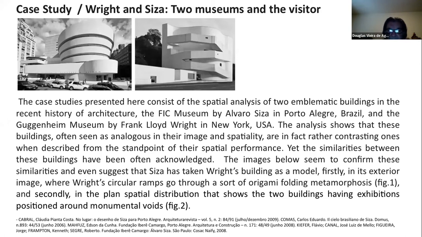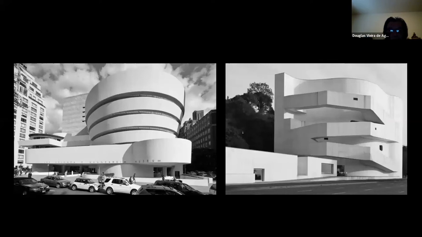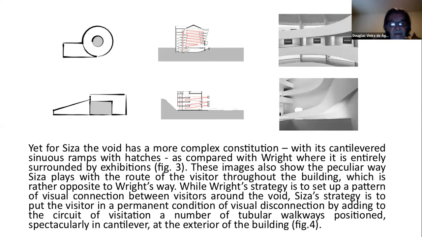It suggests that Siza has taken Wright's building as a model, firstly in its exterior image, where Wright's circular ramps go through a sort of origami folding metamorphosis. And second, in the plan distribution that shows the two buildings having exhibitions positioned around monumental voids. Yet for Siza, the void has a more complex constitution with its cantilevered sinuous ramps with hatches, as compared to Wright, where it is entirely surrounded by exhibitions.